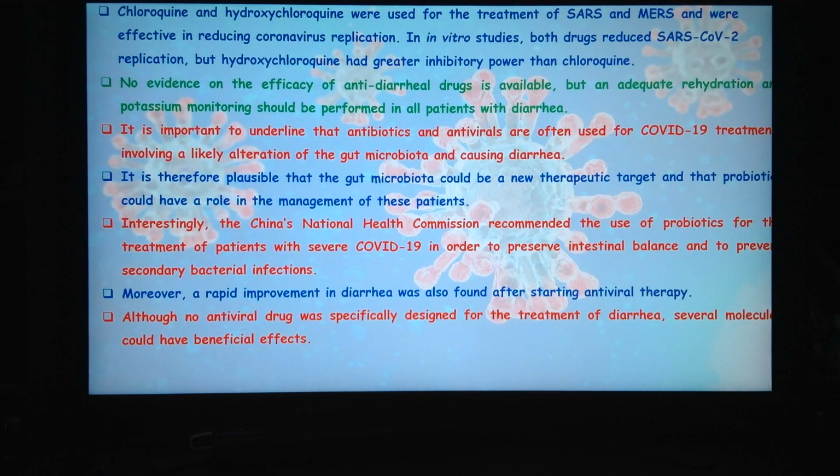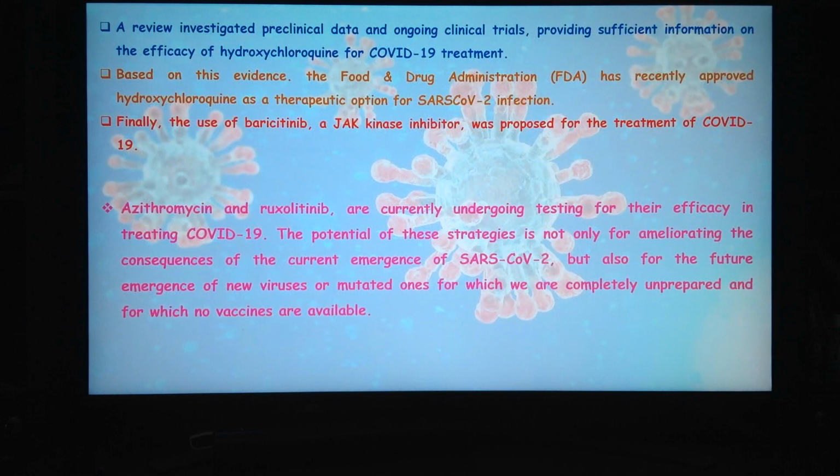No evidence on the efficacy of antidiarrheal drugs was available, but China's National Health Commission has recommended the use of probiotics for the treatment of patients with severe COVID-19 in order to preserve intestinal balance and to prevent secondary bacterial infections. A review investigated preclinical data and ongoing clinical trials, providing sufficient information on the efficacy of hydroxychloroquine for COVID-19 treatment. Based on this evidence, the Food and Drug Administration has recently approved hydroxychloroquine as a therapeutic option for SARS-CoV-2 infection.